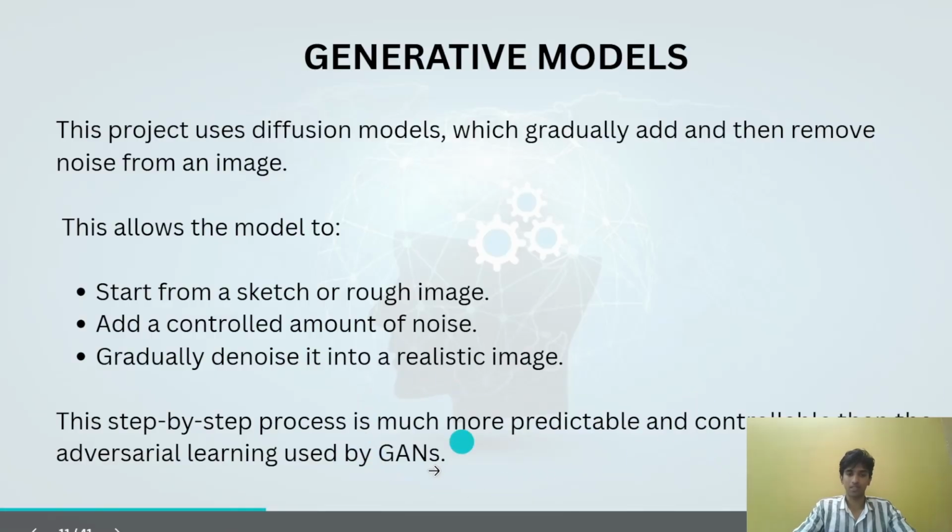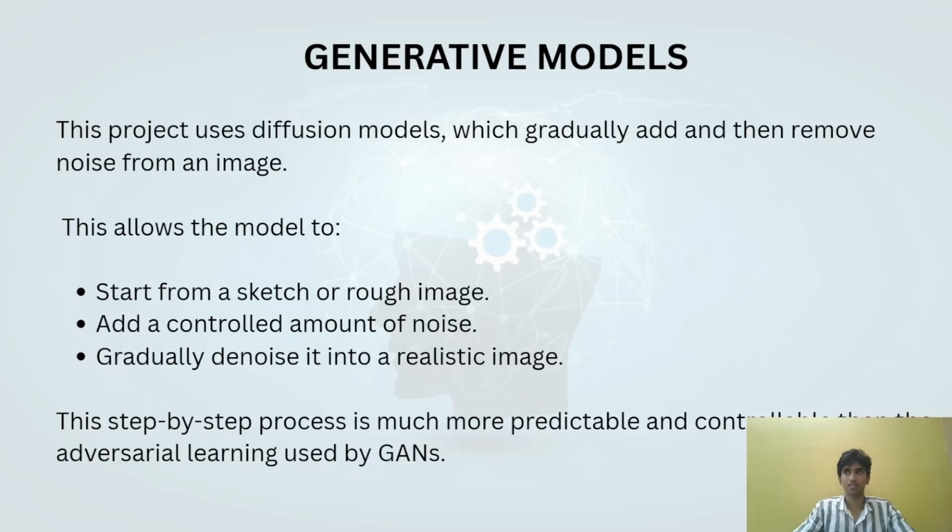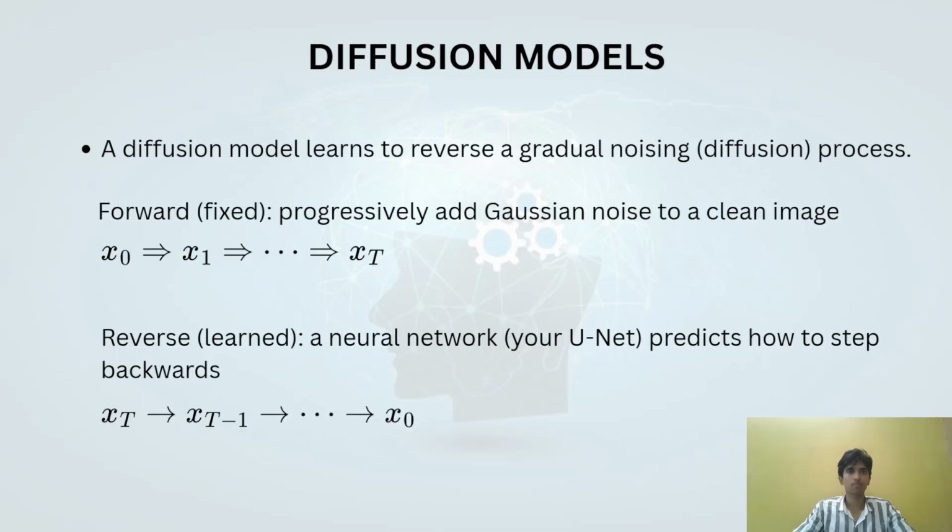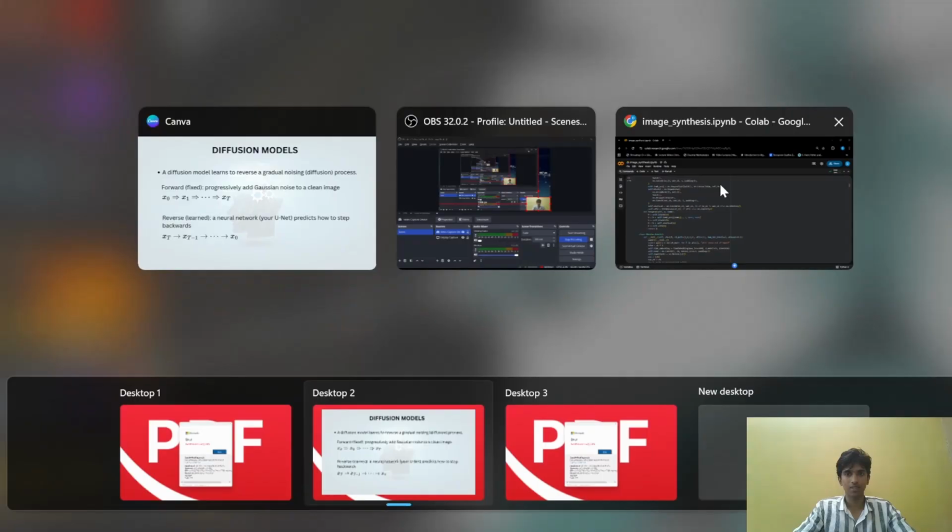As you can see, these are better than GANs because this is step by step and more predictable, and we can control it easily, unlike generative models in which the probability distribution is found out by the model itself. So let's move into the project now. I would just like to show you the code a little bit.